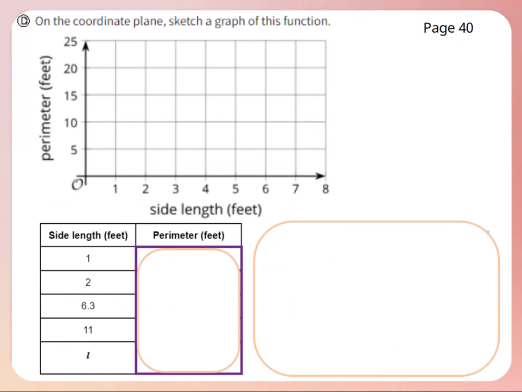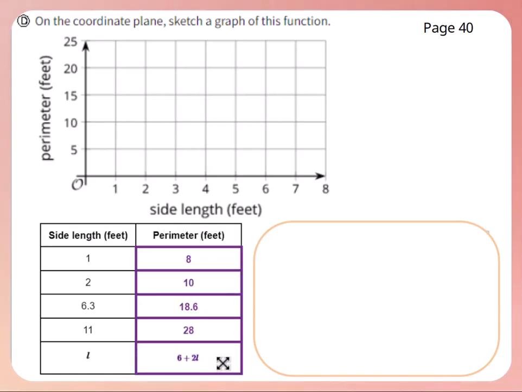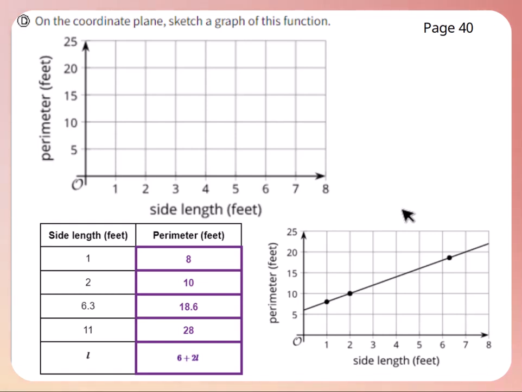All right, on page 40, part D, on the coordinate plane, sketch a graph of this function. Okay, so we're going to go back to what we did in the previous problem. Get those values back up here again. Okay, and then we're going to sketch it on the graph. So pause the video, graph the coordinates 1, 8, 2, 10, 6.3, 18.6, 11, 28, and then come back and compare to what I have here. All right, it should look something like this. Does your graph look like this?